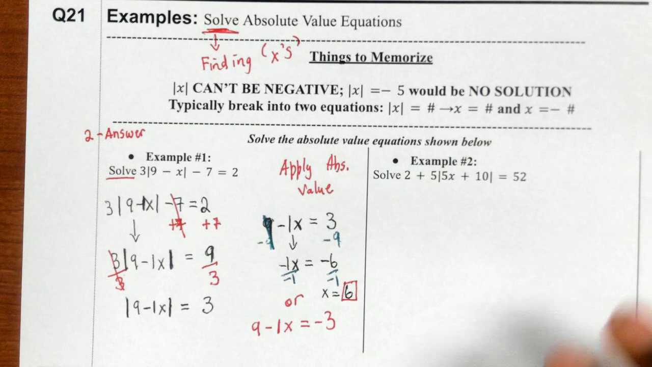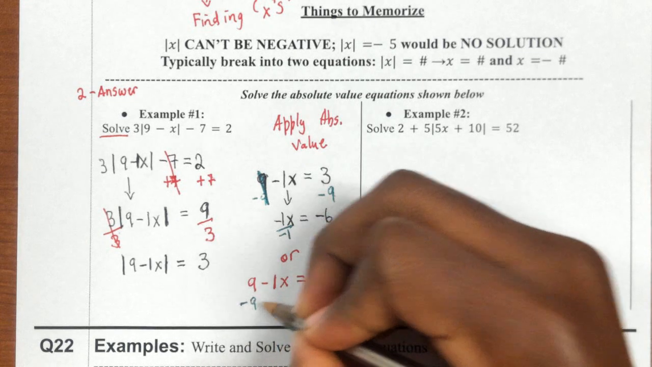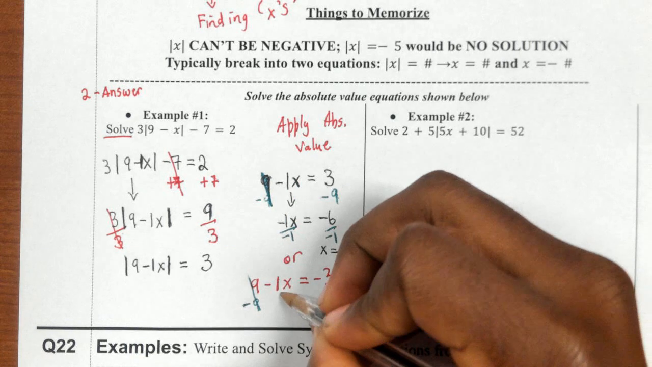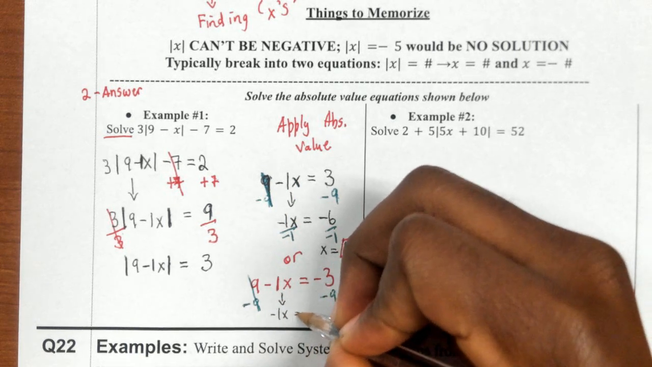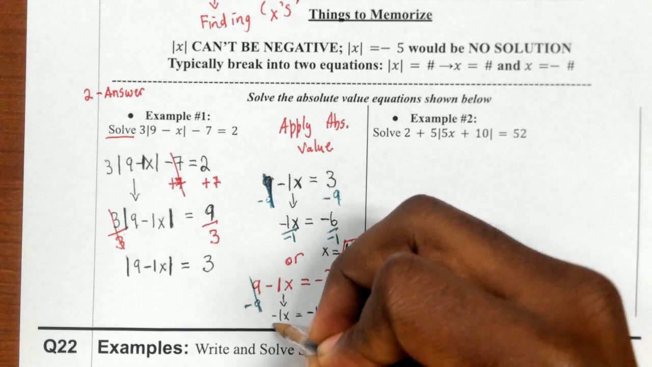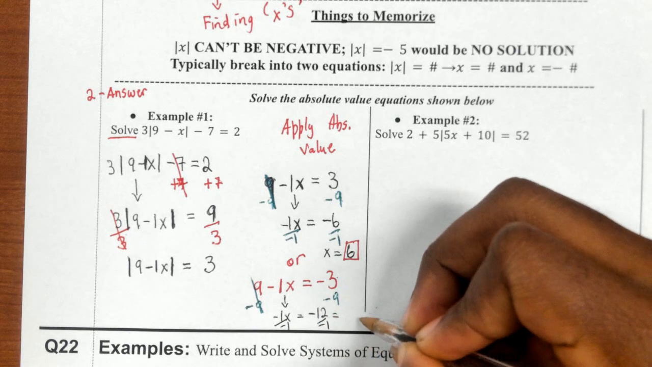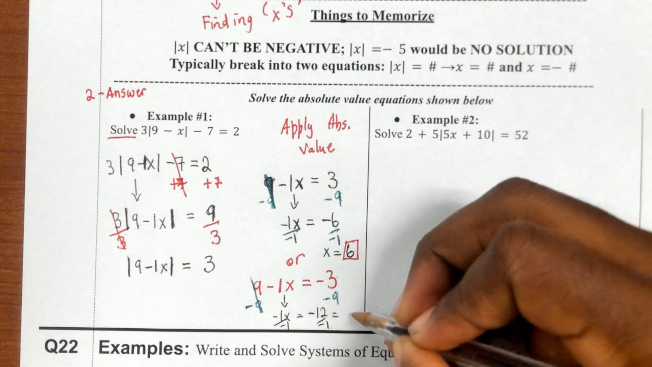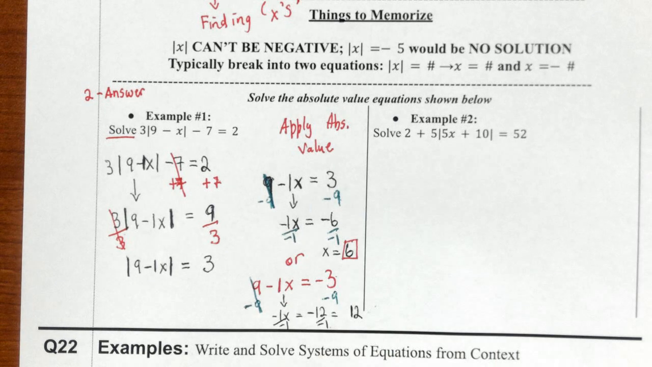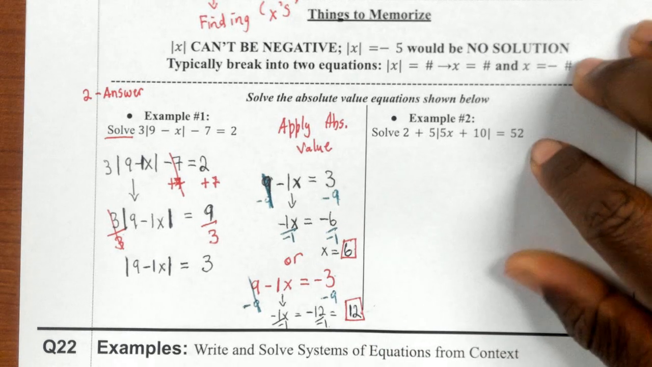Okay? So now let's get the second value of x. Again, I will subtract 9, that cancels out, bring down my negative 1x, equal to negative 3 minus 9 is negative 12. Then I divide by negative 1. So your x is equal to negative 12 divided by negative 1, which is positive 12. So again, your x would be positive 6 and positive 12.